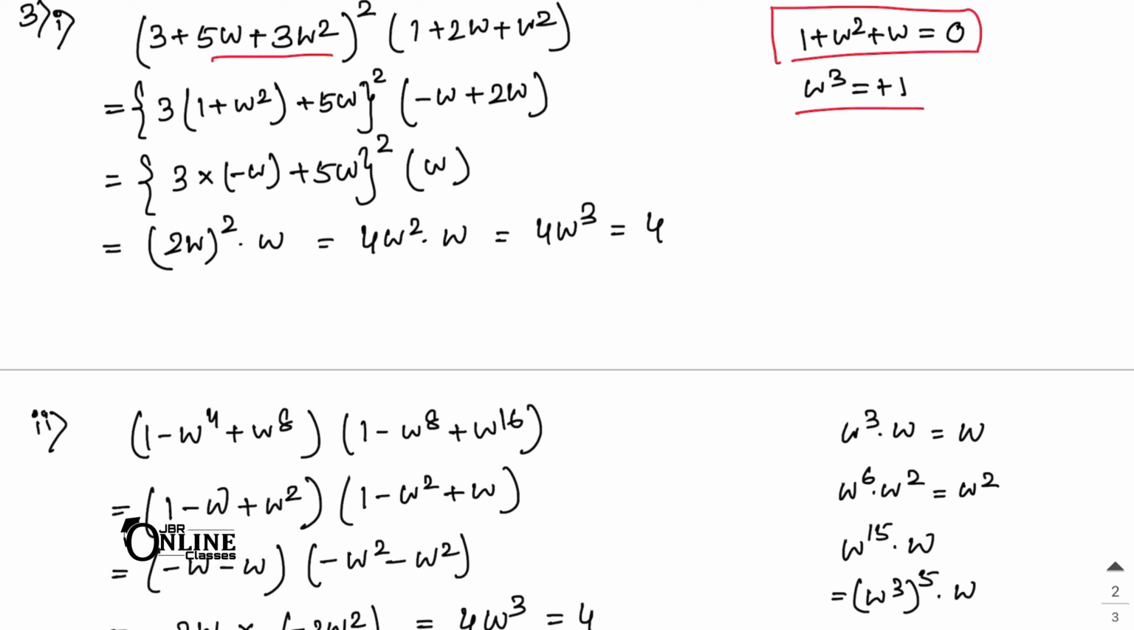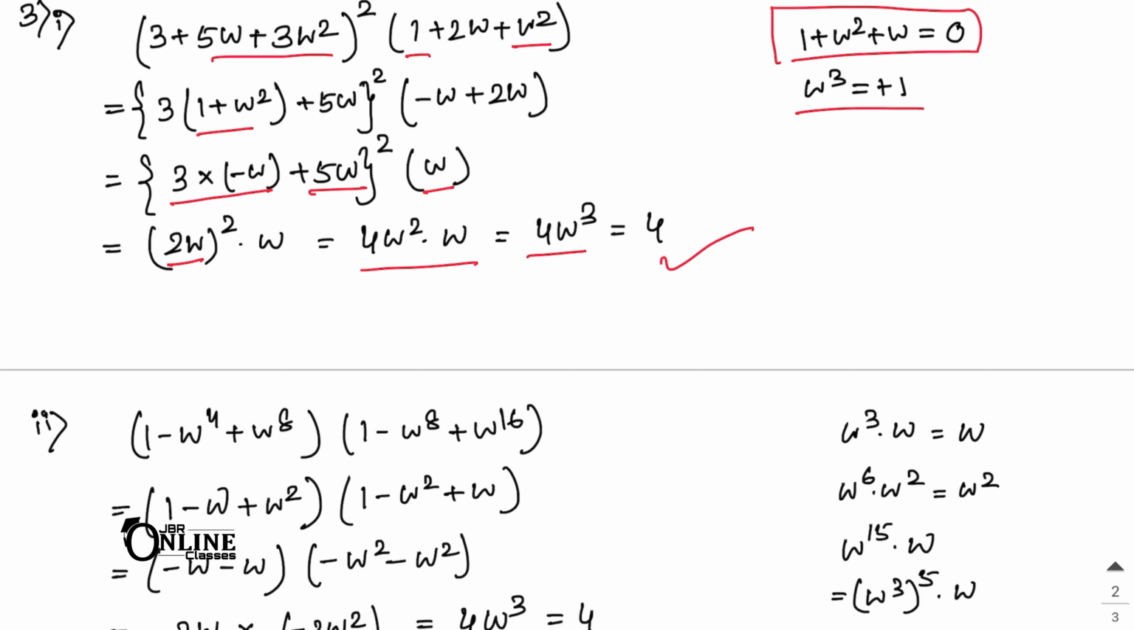So here 3 + 3 omega square, if you take 3 common, it becomes 3 times (1 + omega square), then plus 5 omega, whole square. And after that, here 1 + omega square equals minus omega. So minus omega + 2 omega equals omega. And here 3 into (1 + omega square) means 3 into minus omega, so that equals minus 3 omega. So minus 3 omega + 5 omega becomes 2 omega, square, into omega. So here 4 omega square into omega, and your final answer will be 4 omega cube. Now omega cube means 1, so that equals 4 only.